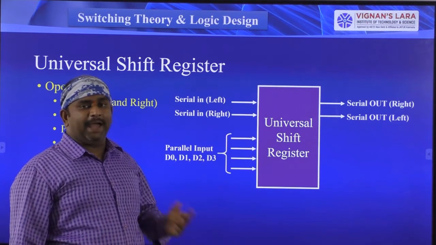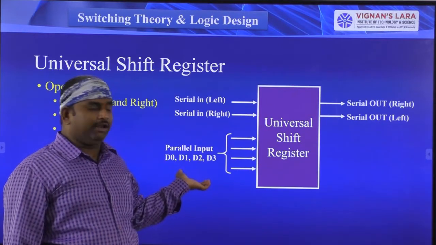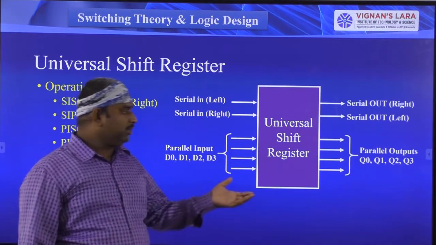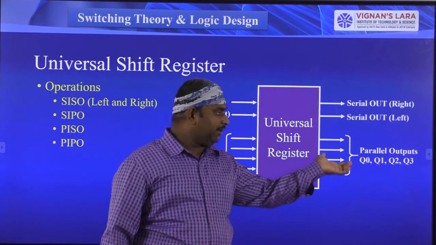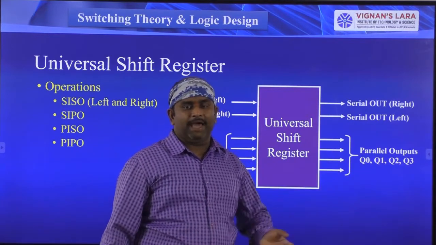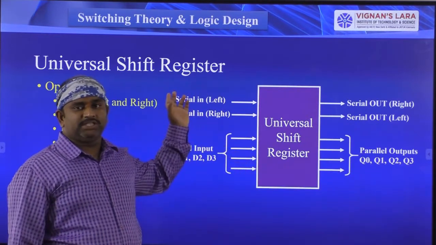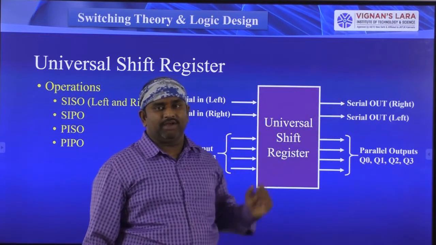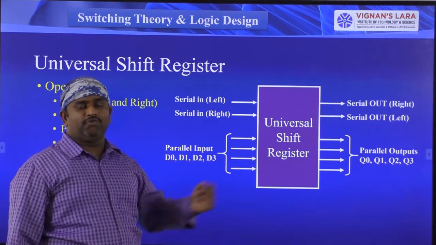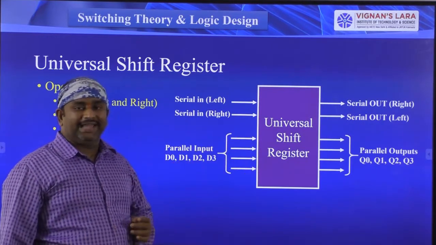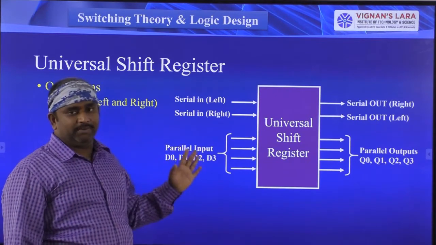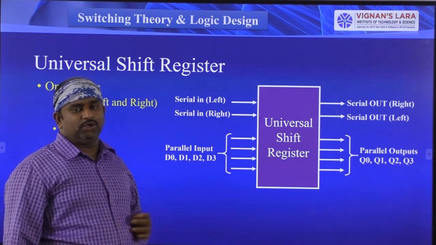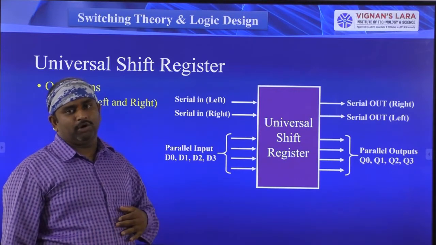Next, for giving the parallel data, we need 4 parallel inputs. They are D1, D2, D3. Okay, these are the parallel inputs. Next, we need 4 parallel outputs. They are Q1, Q2, Q3. These are the 4 parallel outputs. So totally 2 serial input data, left and right, 2 serial output data, left and right, and 4 parallel in data and 4 parallel out data. Totally we need 12 terminals, where 6 are input terminals and 6 are output terminals. So this is the universal shift register input and output configuration.